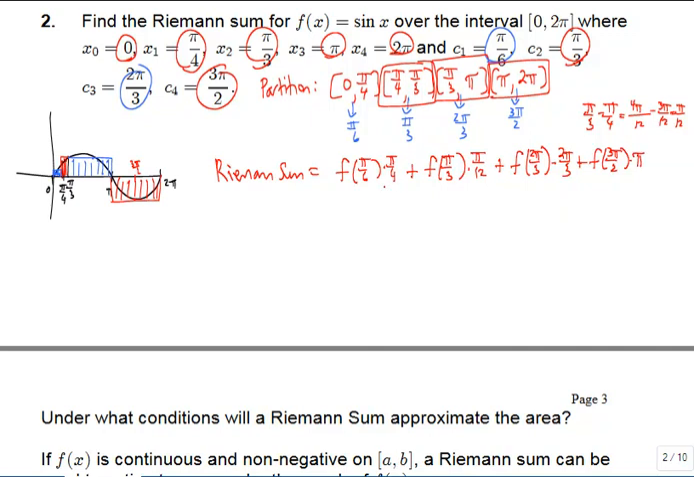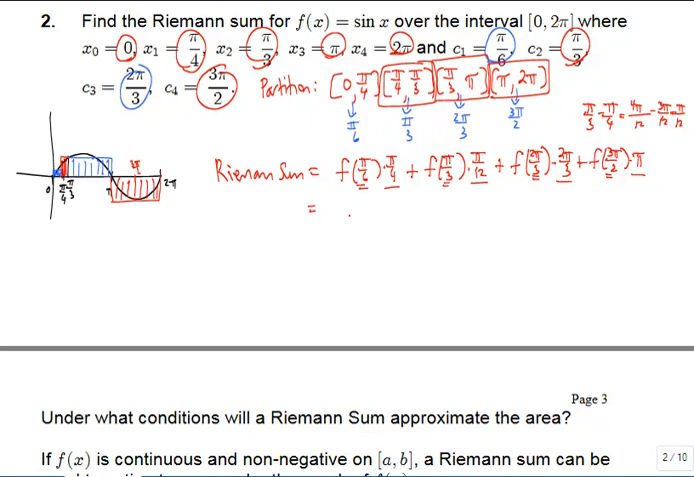So you can see that these four widths are all different, so it's not a regular partition, and these four inputs that I'm using are all different. They're not all right endpoints, they're not all left endpoints, they're varying. Okay, so that's what makes this a Riemann sum. The widths vary, and how you choose those inputs into your function varies as well.